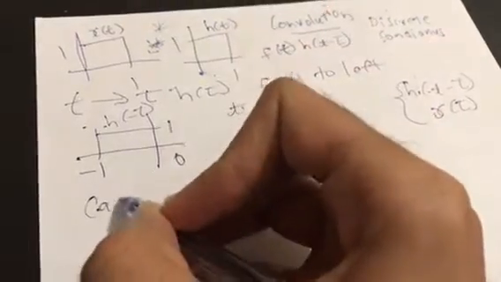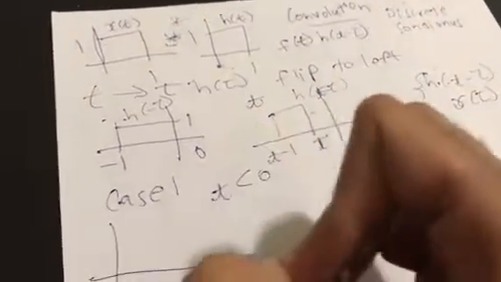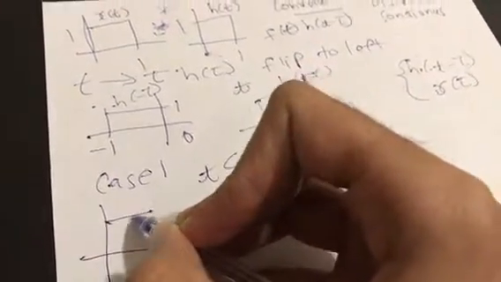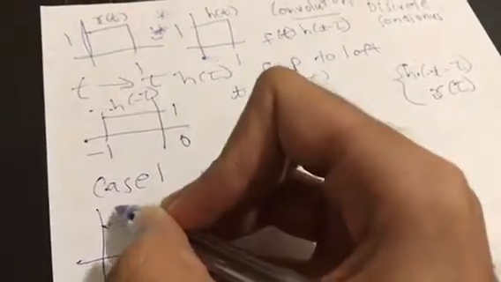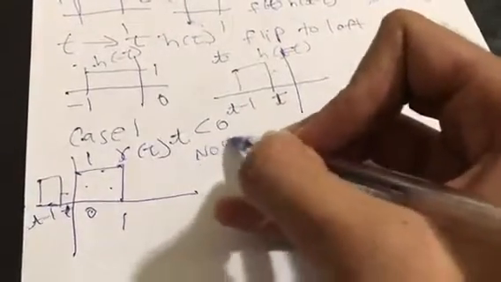So we do case 1, where t is less than 0. This is x of tau, sorry about that. This is t minus 1 and t, and 0. So t is less than 0. These two don't overlap. So for t less than 0, no overlap.